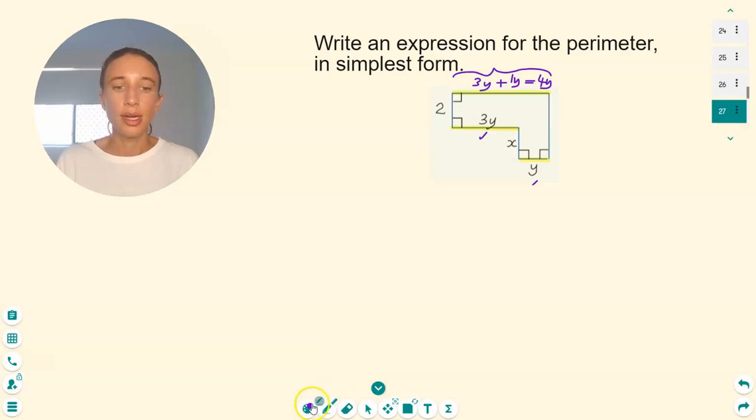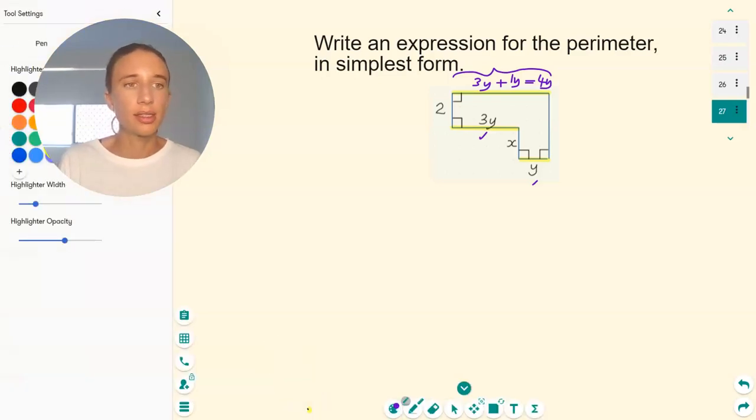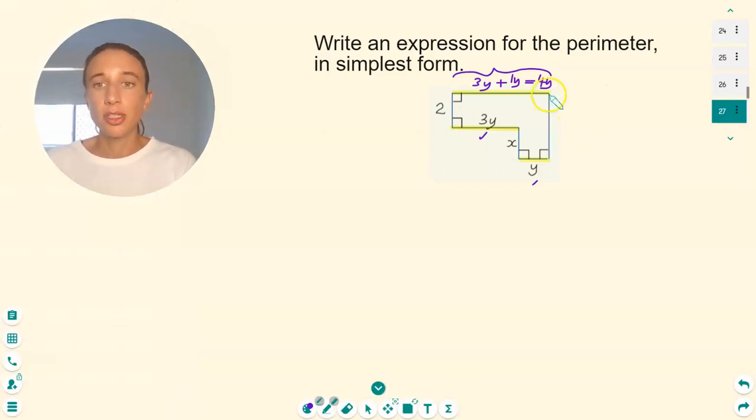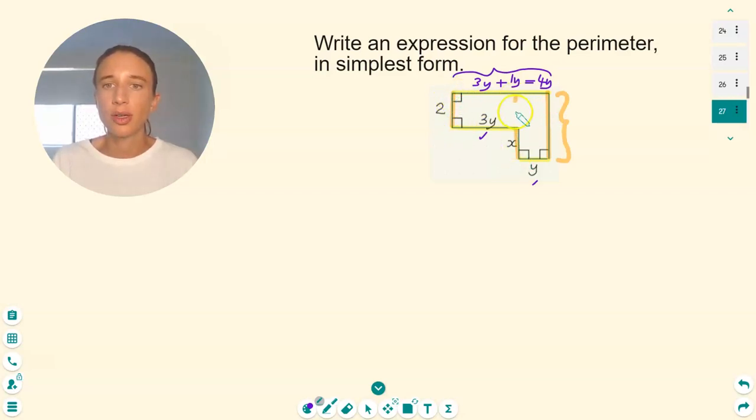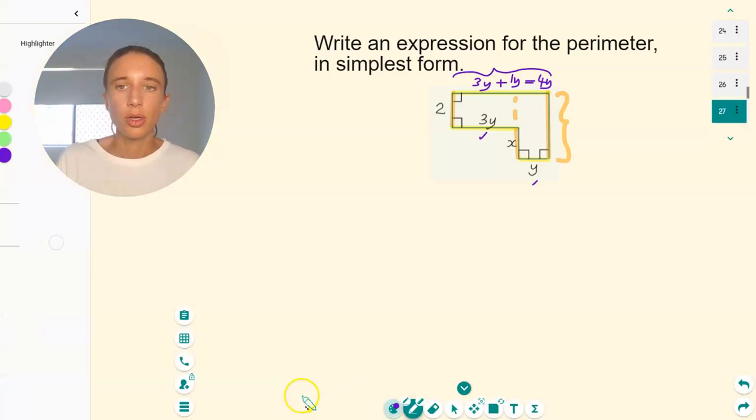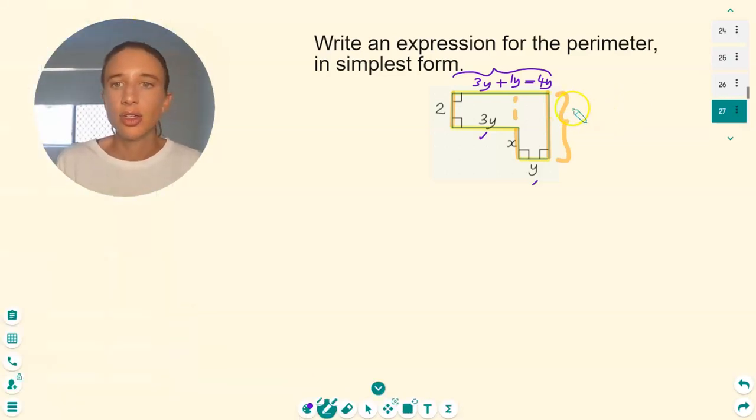Now I'm going to go over and have a look at my vertical side lengths in another color. Vertical side lengths, because I don't know this side, right? But I can find it because I have some other vertical side lengths. Those two. Now this here is going to be the total of our vertical lengths, right? So we've got 2 plus x gives this total. All right, now let's write that. 2 plus x.